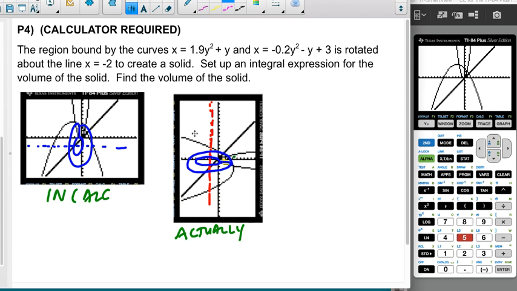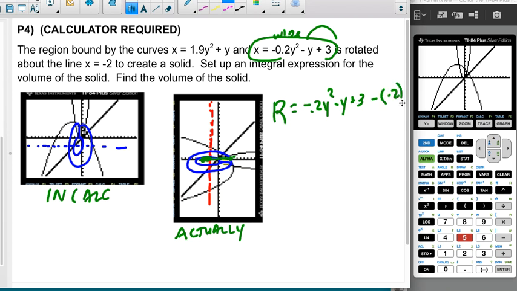So what I want you to notice is that the wider parabola, right? This is the wide one that's a frown, right? So that's this one. So the outer line is that wide parabola to the axis of rotation. So my big radius is the wide parabola, which is this -0.2 y squared minus y plus 3, minus the axis of rotation, which is minus a -2, which is not pretty, but it is what it is. My smaller radius is the smaller curve, like this curve right here, to the axis of rotation. So my little radius is the 1.9 y squared plus y.